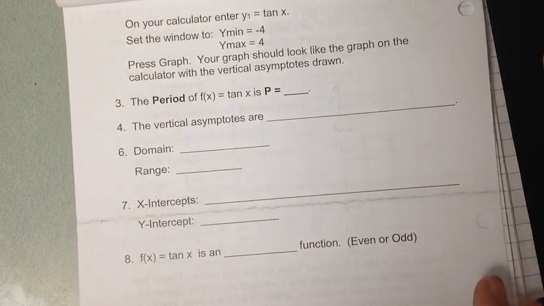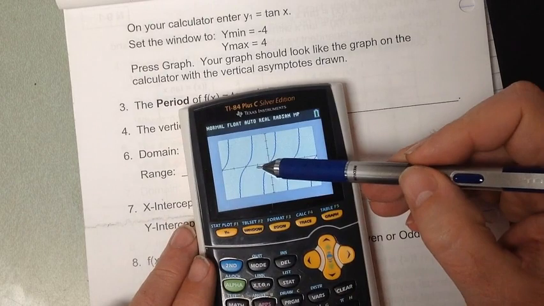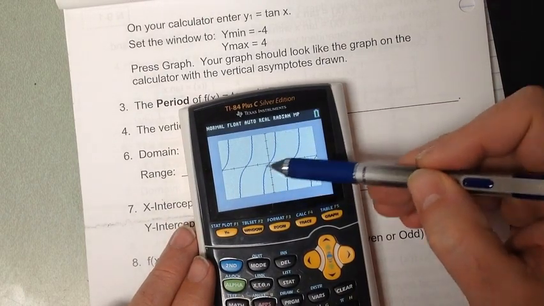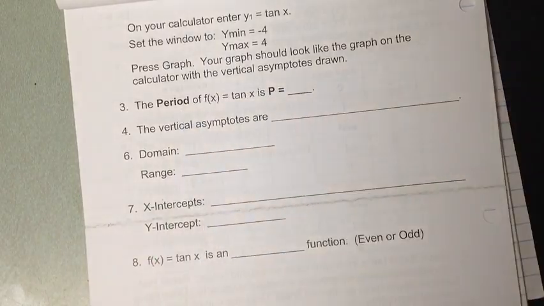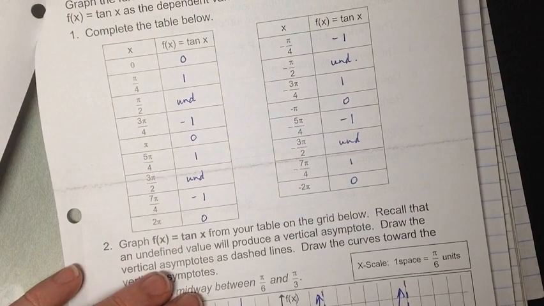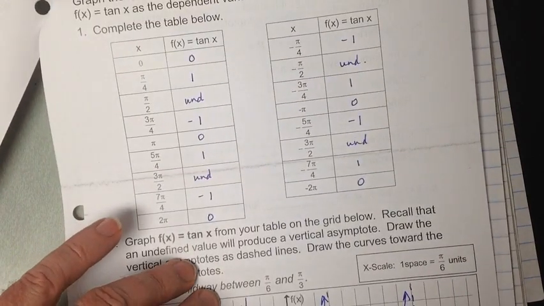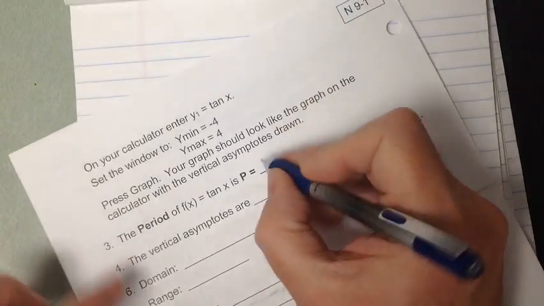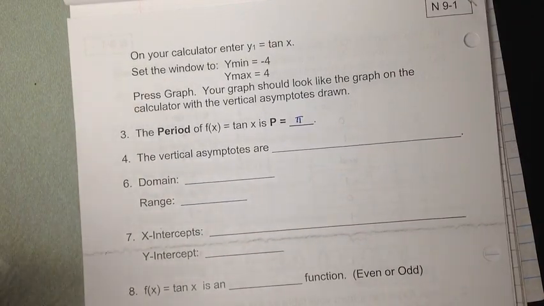Okay? So the period, so how long before they repeat here? Notice it starts repeating. I have this little cubic looking thing, and then it starts repeating, right? And that's more often than 2 pi. It repeats between every set of vertical asymptotes, and that's from negative pi halves to positive pi halves, so that is a distance of pi. The period for tangent is only pi.